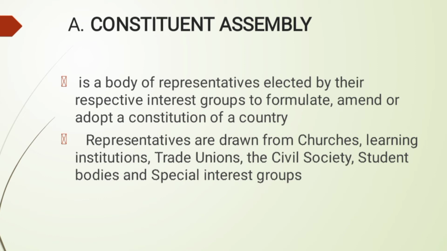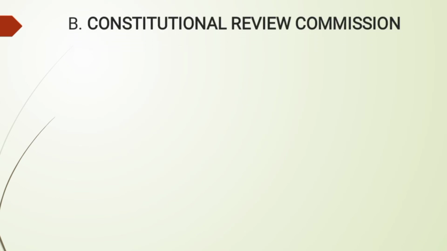Representatives are drawn from churches, learning institutions, trade unions, the civil society, student bodies, and special interest groups. You get representatives from these branches. Then they make a group or a board. They will sit down, formulate, amend, and adopt a constitution of a country. You just trust them to say, oh, they can make a good constitution. That is making a constitution through a constituent assembly.